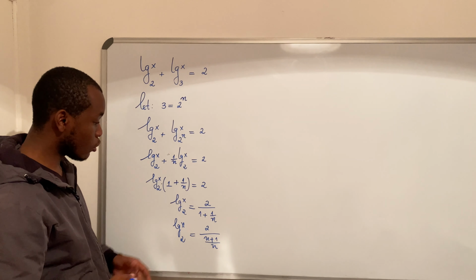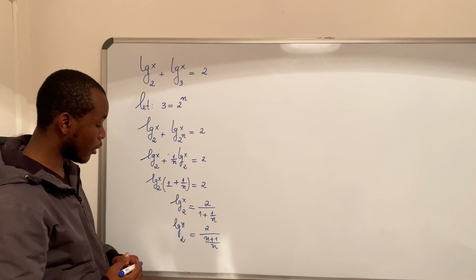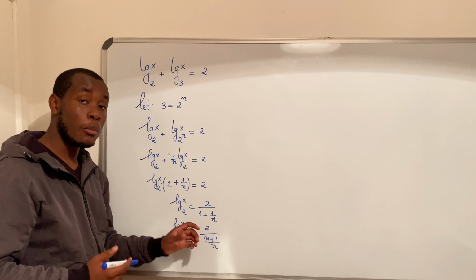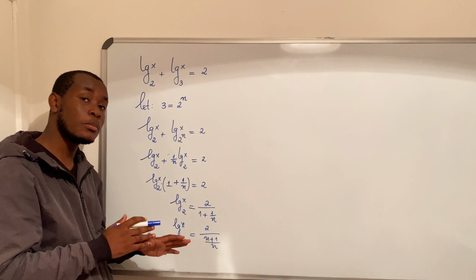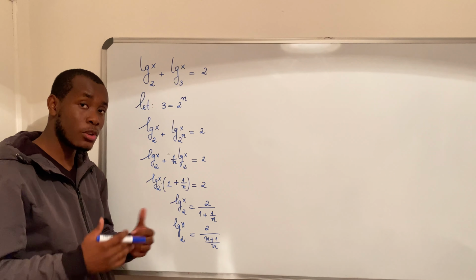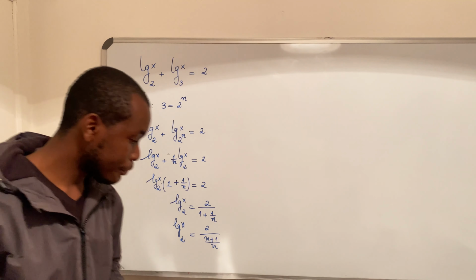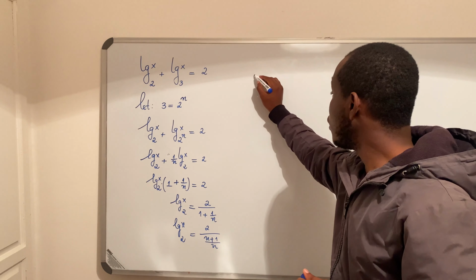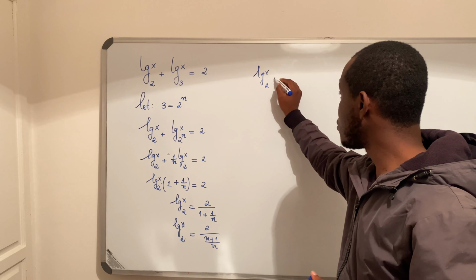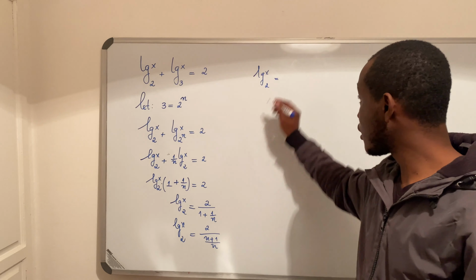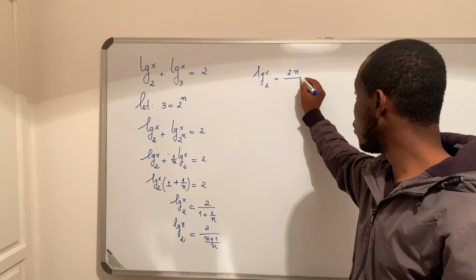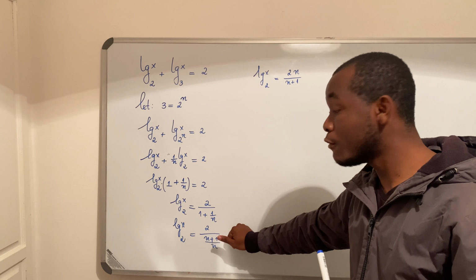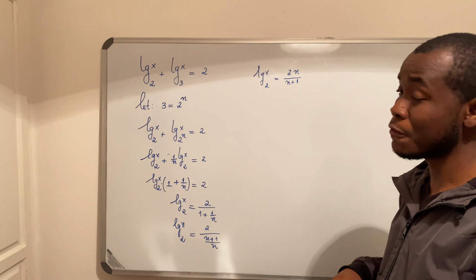Okay, now let's go further to see how we can solve it. Now we have this expression, and according to maths, when you have two numbers dividing each other, you multiply the first one by the inverse of the second one. So now we're going to have log of x to the base 2 equal 2n over n plus 1. And you could ask why 2n? Because we multiply 2 by the inverse of the second expression, which is a fractional number.